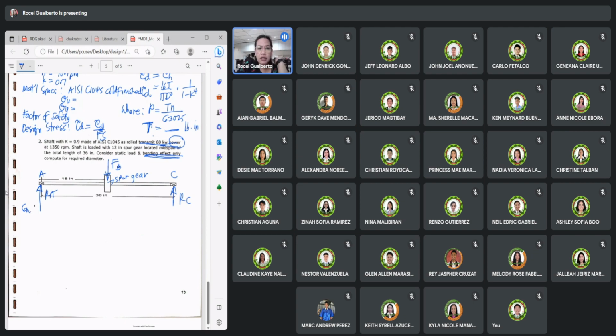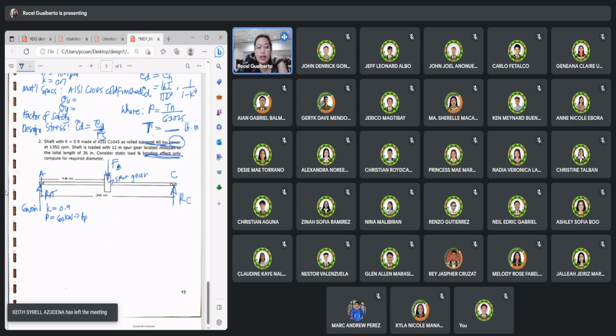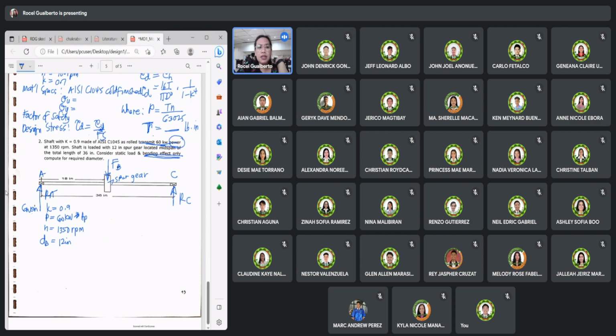Okay, so let us have the given. We have the K equal to 0.9. Power is 60 kilowatts. What you need to do is to convert this into HP. Okay, know the conversion please. So 60 kilowatt to be converted into HP. And then speed is 1350 RPM. You have here diameter, 12 inches spur gear. So that's diameter of the gear, B, equal to 12 inches. Okay, and located mid-span for a total length equal to 36 inches. Okay, those are the given values.